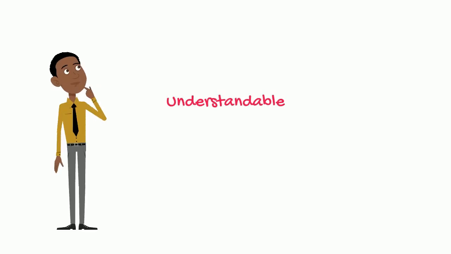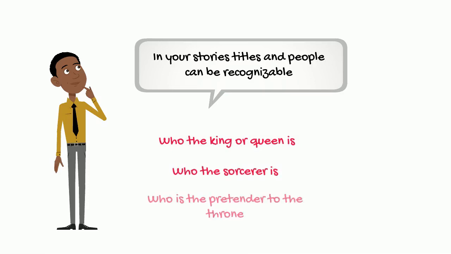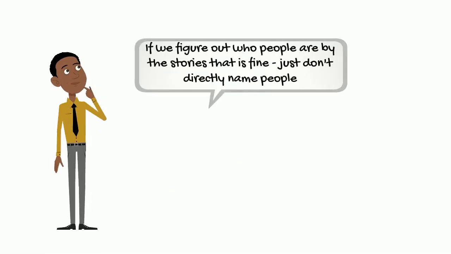Clearly, the issues must be understandable, important, and fixable. Tell them that in their stories, titles and people can be recognisable. Who the king or queen is, who the sorcerer is, or who is the pretender to the throne, but tell them not to use anyone's names. If the participants can figure out who people are by the stories, that's fine. Just don't directly name people.